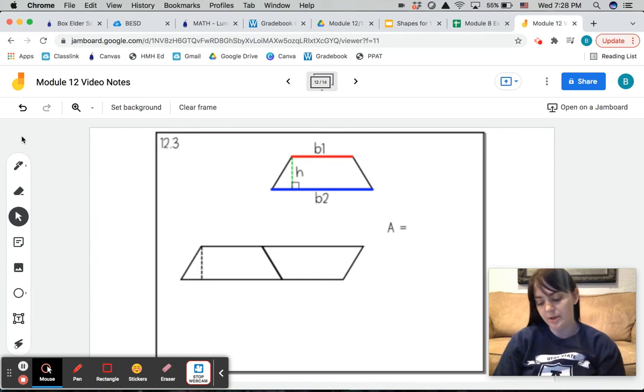We have two base measurements, okay? We have this base measurement, B1, and this base measurement, B2. I'm going to shade those in on my picture. I'm going to make it kind of bigger. This is my B1.